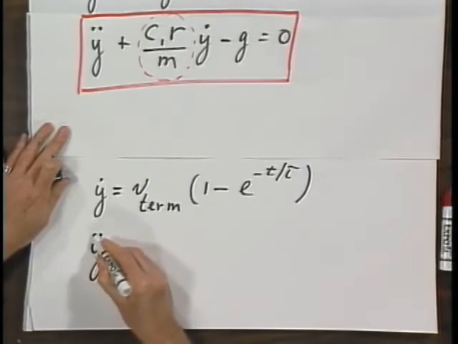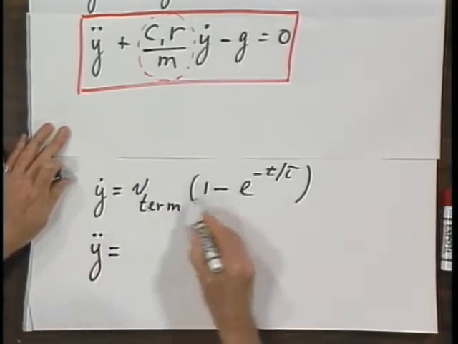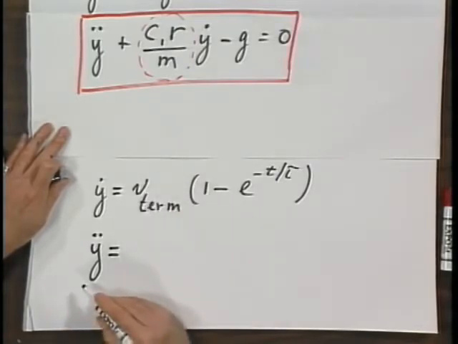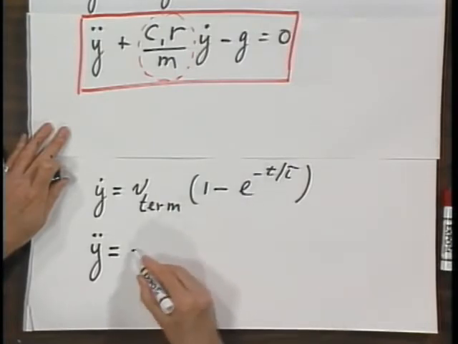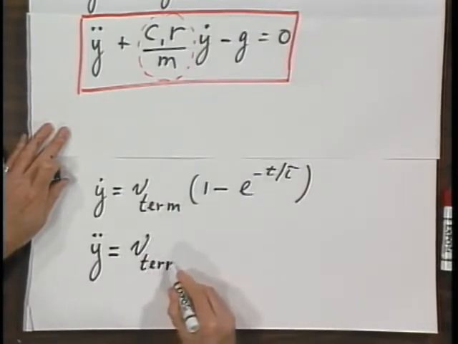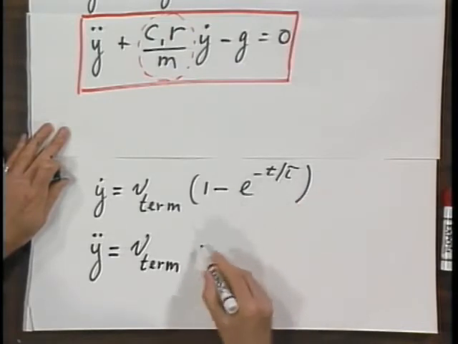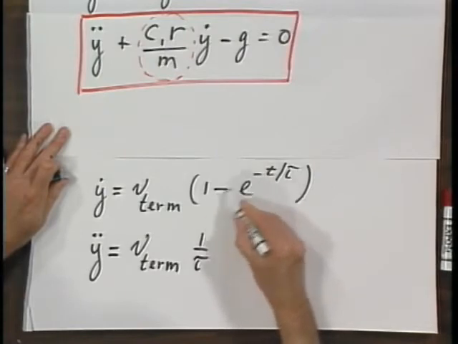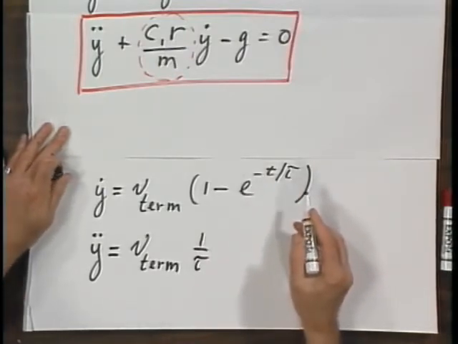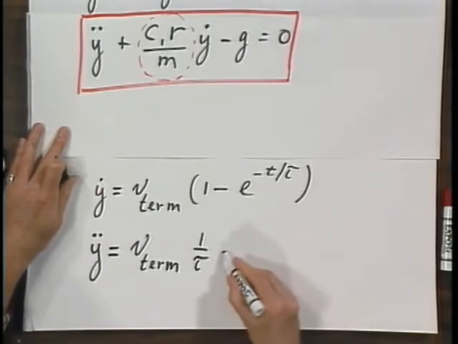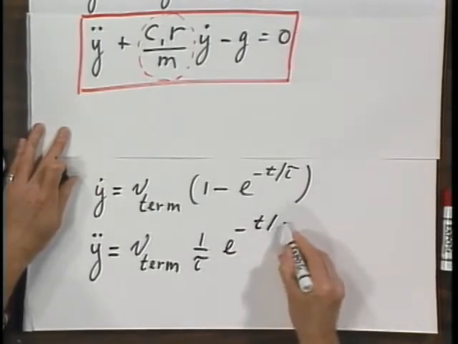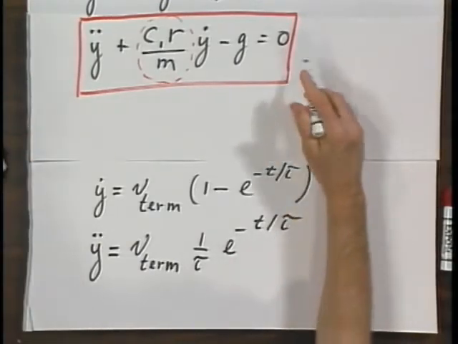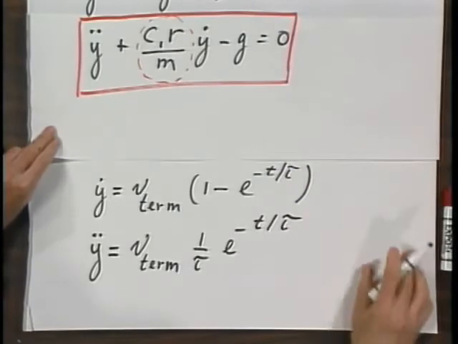Y double dot, the second derivative, then becomes, the first term is a constant, so the derivative is 0, but the second term, I get v terminal, I get 1 over tau, I get a minus 1 over tau plus another minus sign so that the minus signs disappear, e to the minus t divided by tau. And these two values now I'm going to substitute into this equation.